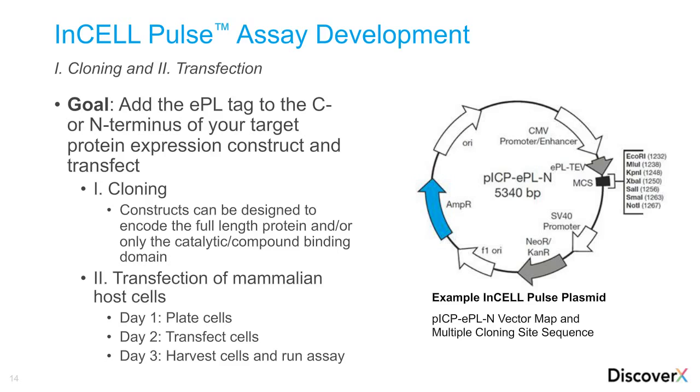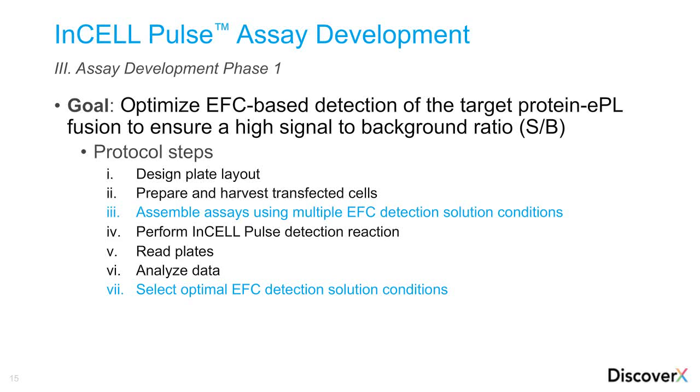Plating, transfection, and harvesting. And here you're looking at an example of one of the vector maps. The cloning will obviously be done at the MCS site, or multiple cloning site, and you see there is an EPL tag there with a short linker, TEV, between them, and that allows you to do the transfection.